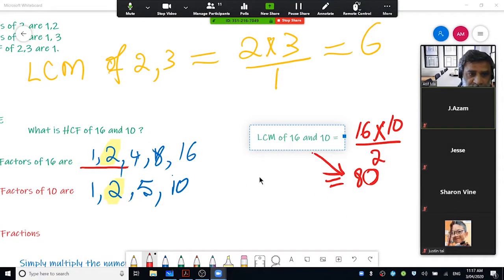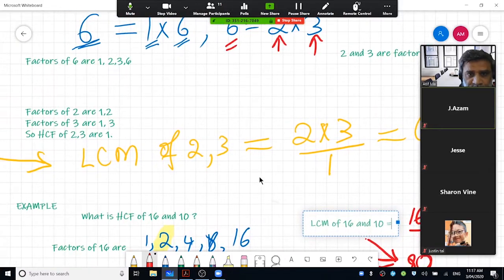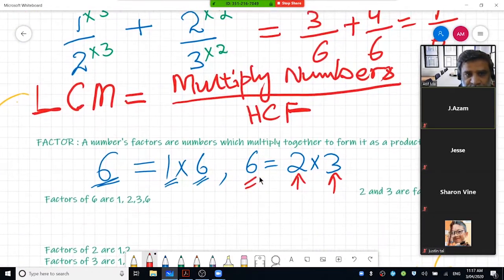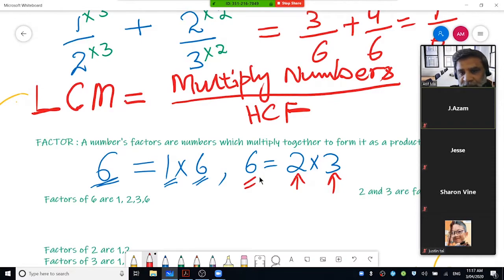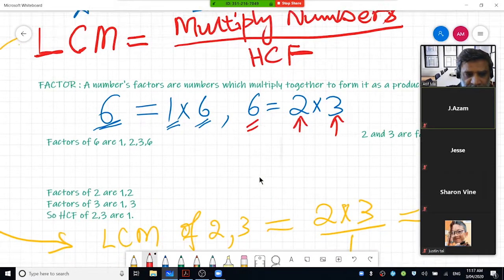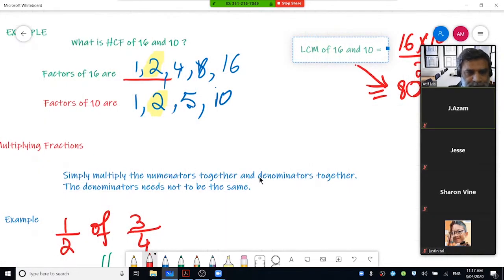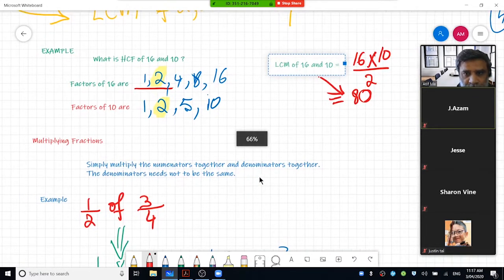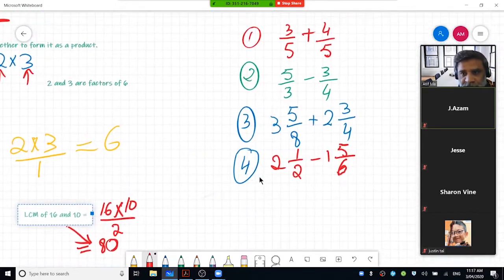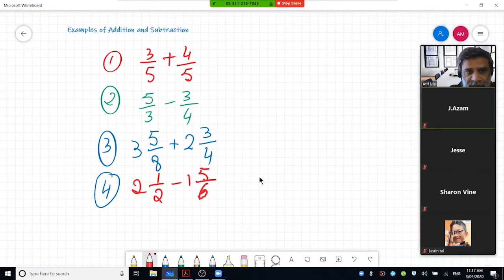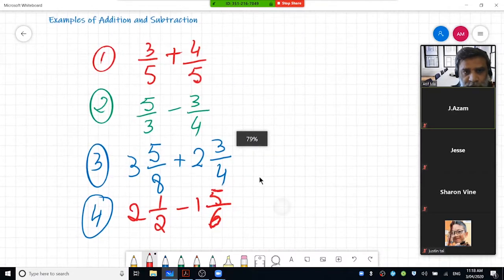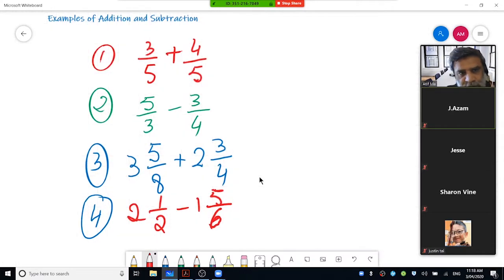So we have learned something important now: if you have to find an LCM, you can find it by multiplying those numbers and dividing by the highest common factor. I have put some questions for you, and we would do them one by one. First, let me know what 3 over 5 plus 4 over 5 is equal to. Write in your chat the answer to the first question.